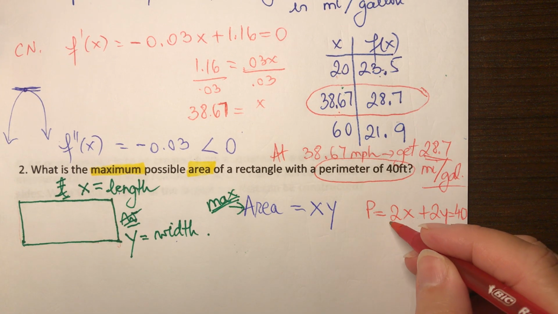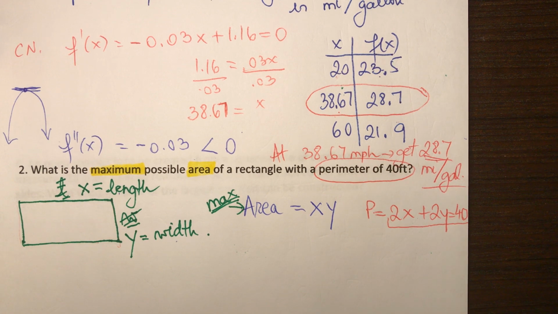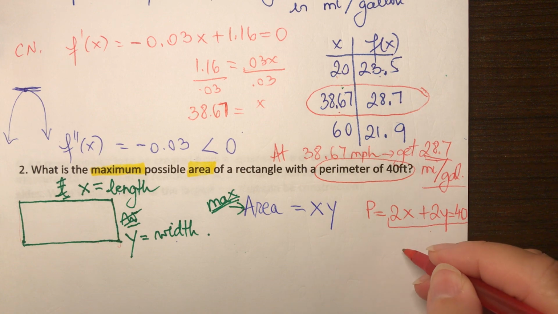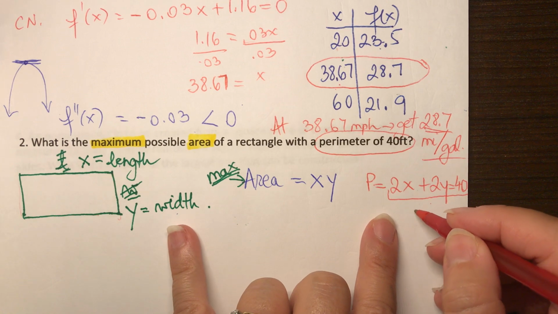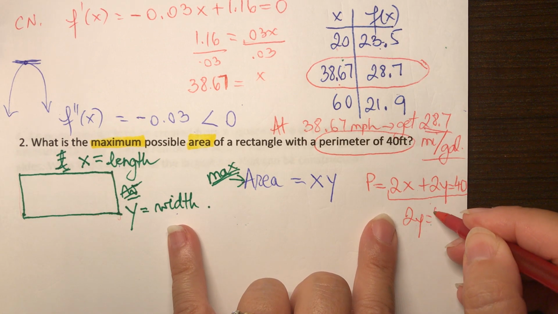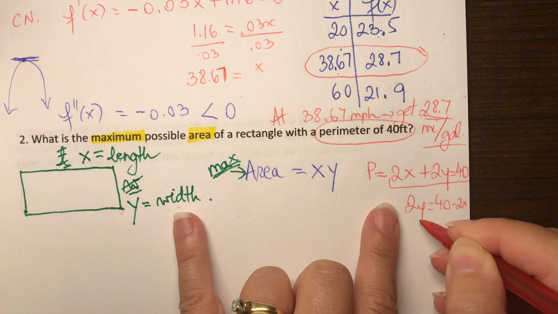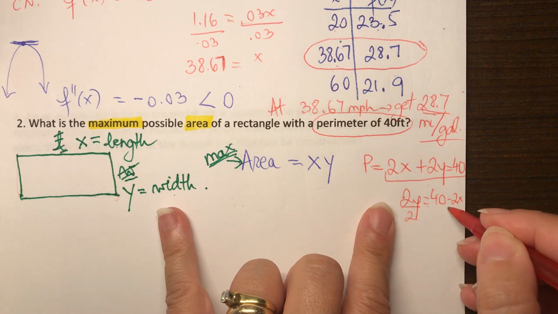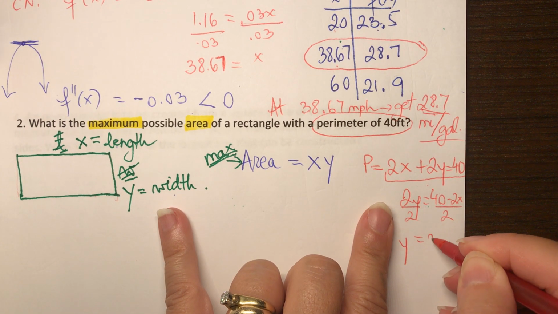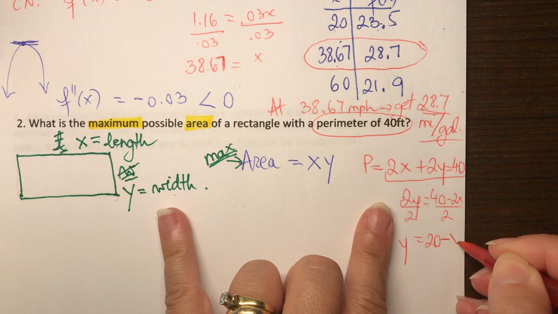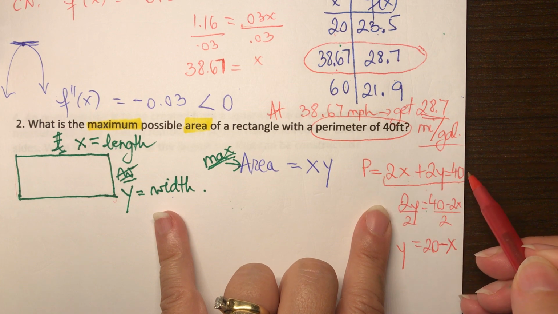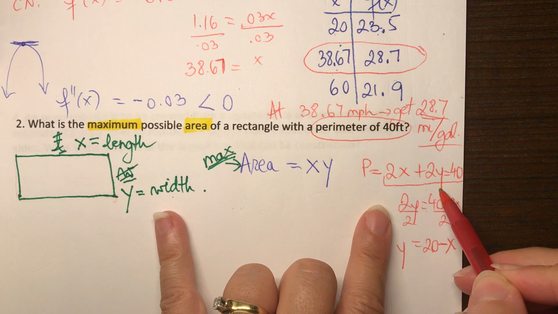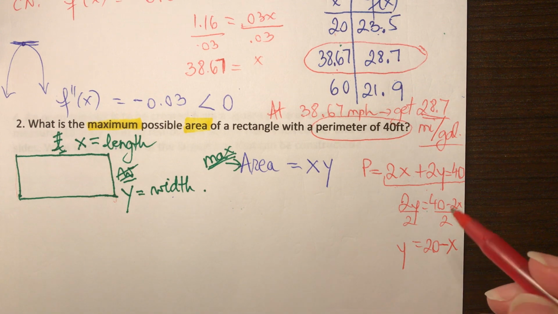So knowing this equation here, what I'm going to do is solve this equation for y. In other words, 2y is going to equal 40 minus 2x. Divide the whole thing by 2. So y is going to equal 20 minus x. Or, 2x plus 2y is 40. Divide everything by 2 first if you want. So x plus y must be 20. So y must be 20 minus x.